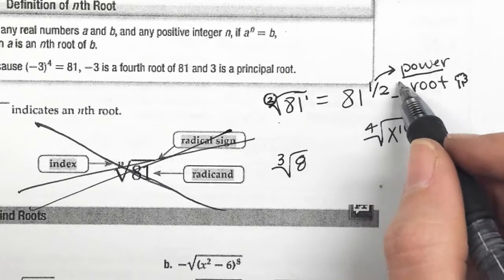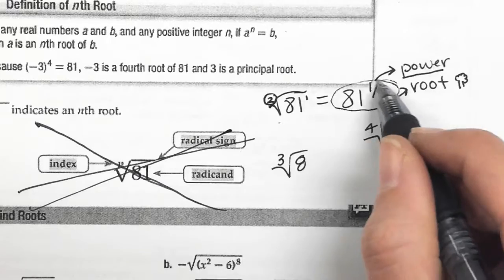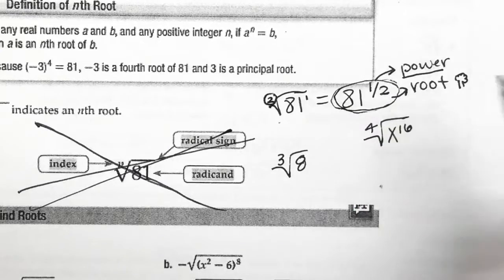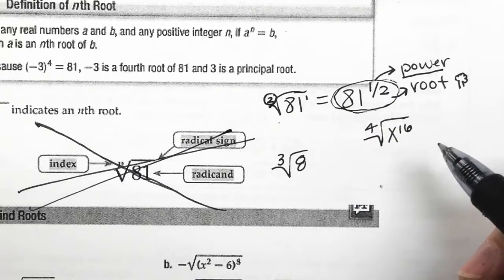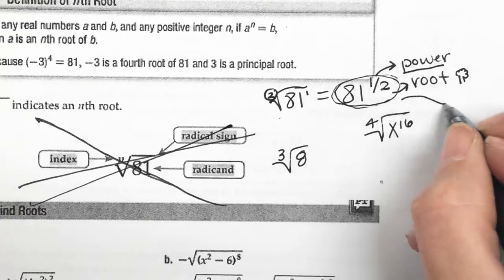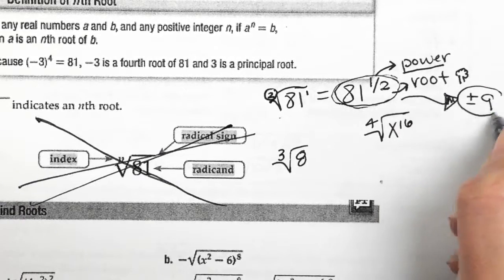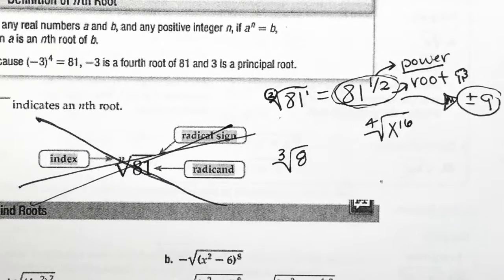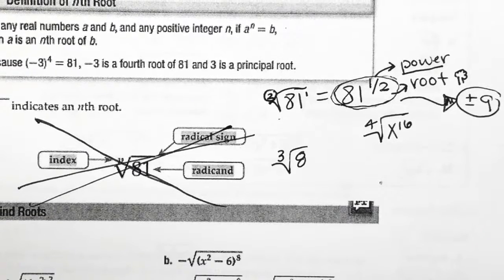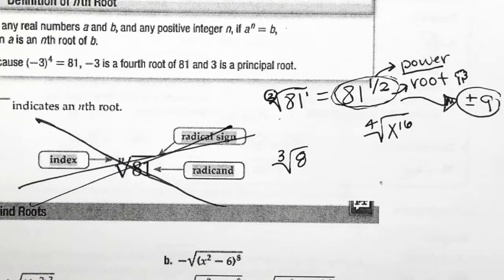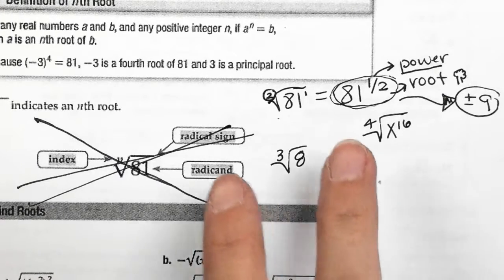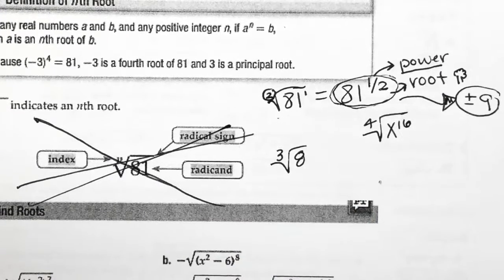So the square root of 81 is the same thing as 81 raised to the 1/2 power. And then we can simplify from here. What is 81 raised to the 1/2 power? 9. Or? Good, plus or minus 9. So we're just going to put these in exponential form and then simplify. Always power goes on top, root goes on bottom like a tree.